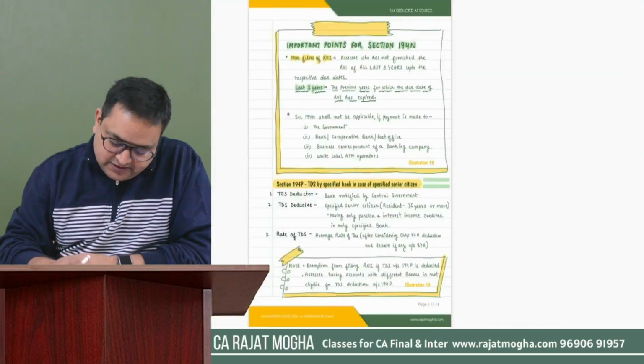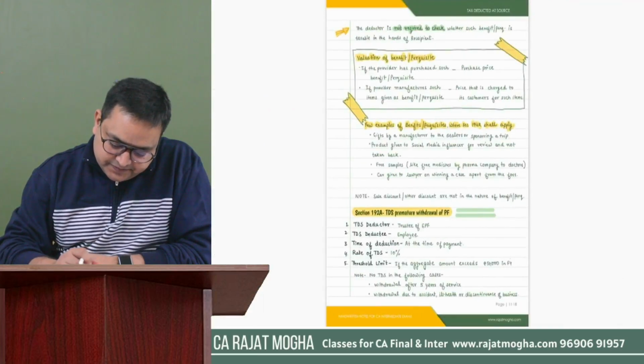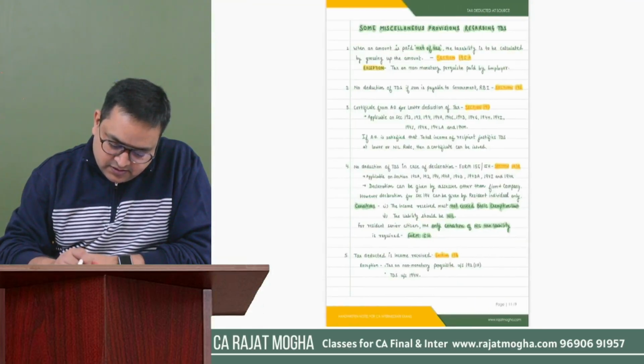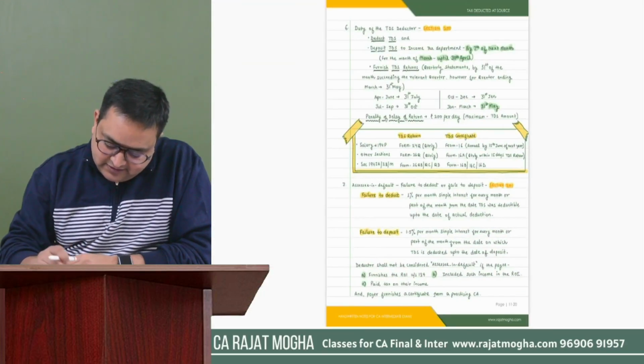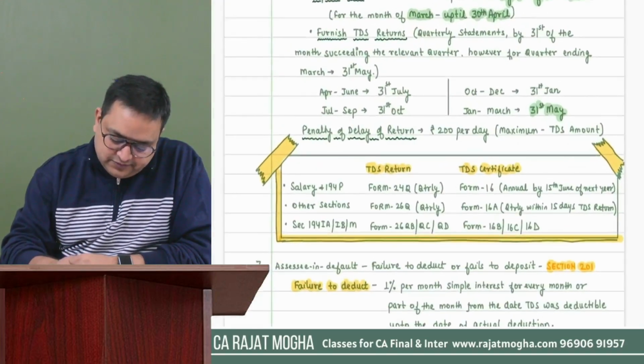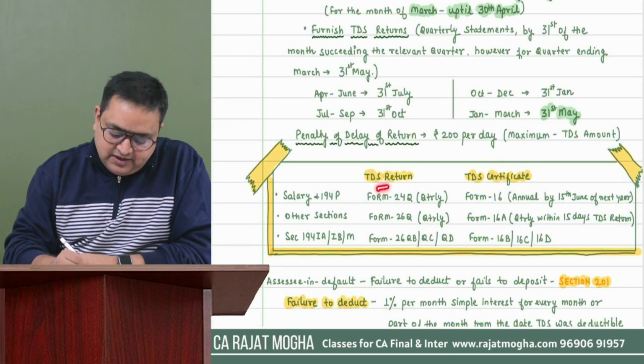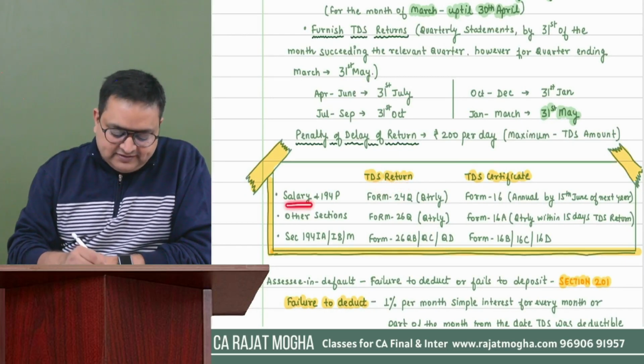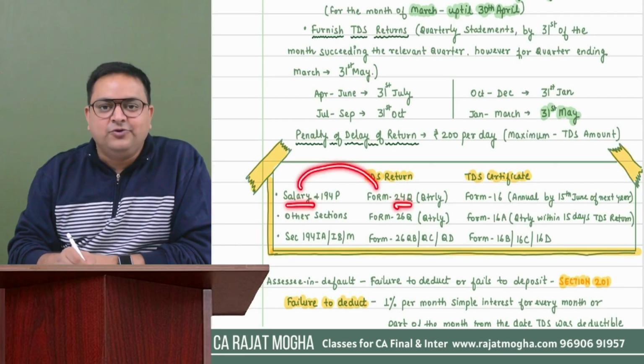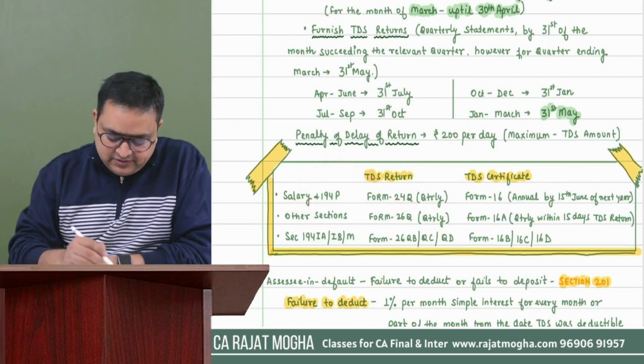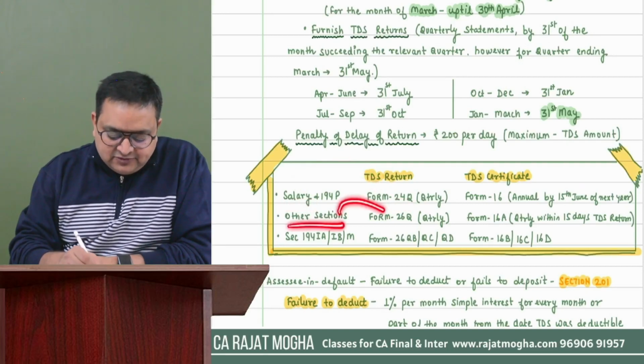If you come to page number 11.20, at the last, here it is mentioned also: TDS returns. If it is a salary TDS return, it is 24Q. For other sections, it is 26Q.